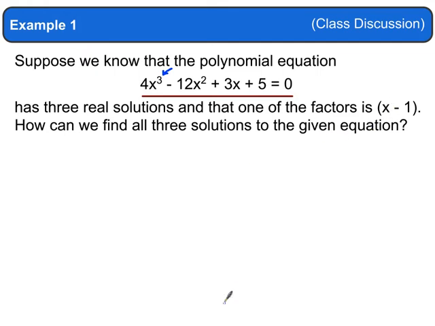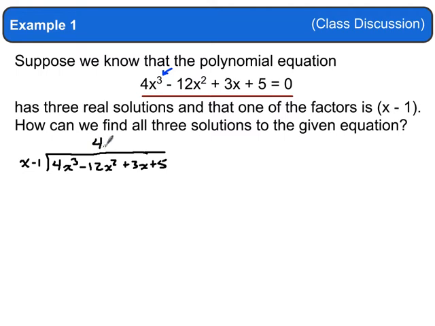So we know this one is a factor. If we know it's a factor, that means we can divide. So I can take x minus 1 and divide it into 4x to the third minus 12x squared plus 3x plus 5. What we're going to do is reduce this from a cubic polynomial to a quadratic. The quadratic is going to allow us to factor and solve. So let's say x goes into 4x to the third, 4x squared times.